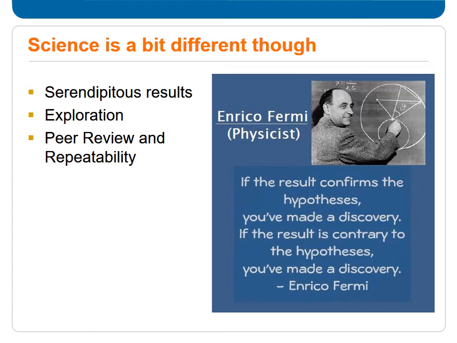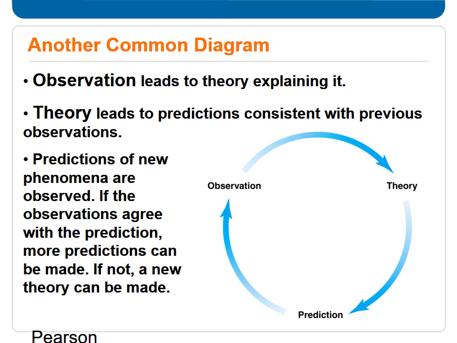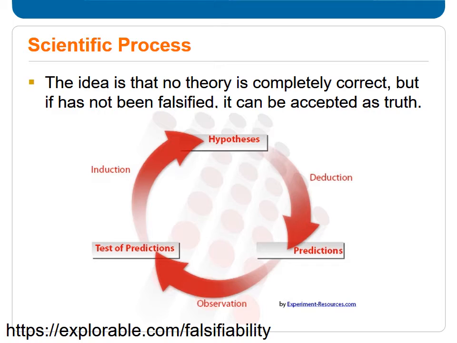Science is full of surprises, though. You can get unexpected results, and sometimes the investigation undertaken is purely one of exploration. Researchers are subject to peer review. Pearson uses this graphic in their books, showing the process of observation leading to theory. The eternal cycle of theory, prediction, observation efficiently captures what science is all about. The idea is that no theory is completely correct, but if it has not been falsified, it can be accepted as truth. Science truth is different from mathematical truth, which must be proven.